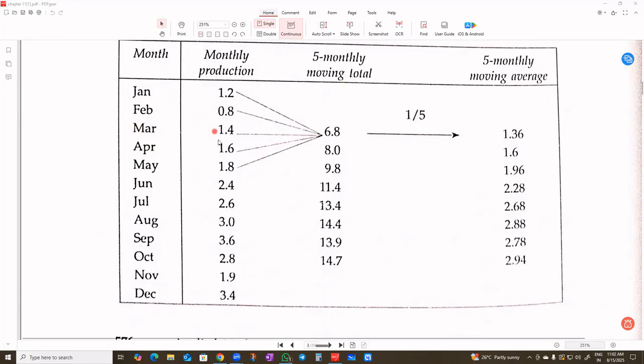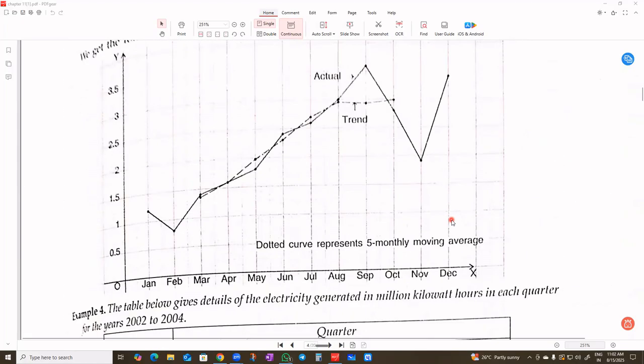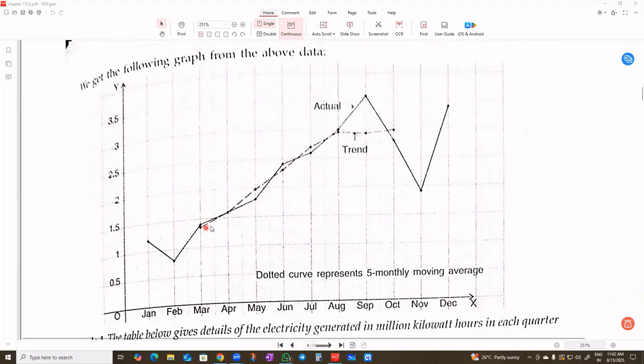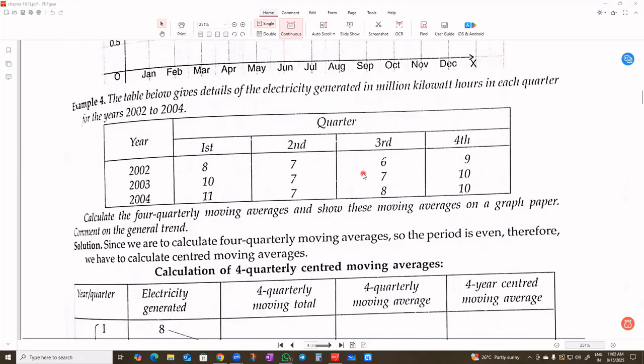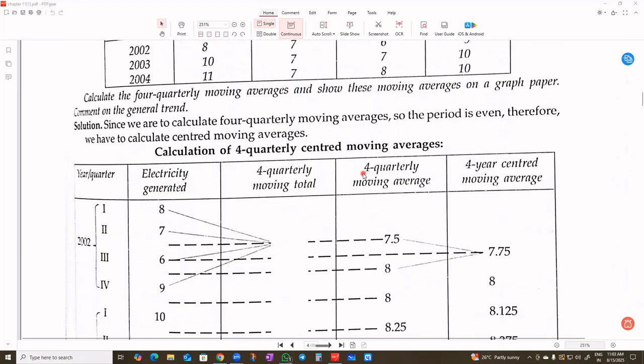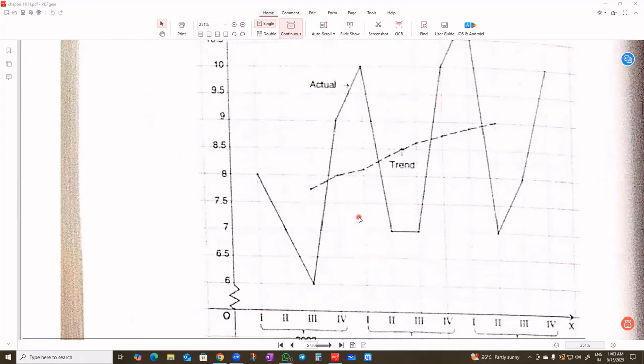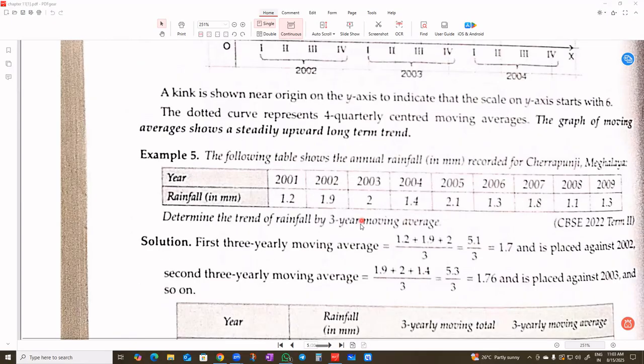This is 5 years, right? What is the center value for 5 years? The third value, right? The third value is March. So the March value will be located at 1.36. So look at March and locate 1.36 somewhere here. And similarly, draw all the values and connect these dots with dotted lines only, separating them from the bold line. Okay. And this dotted line indicates the trend line. This is called the trend line. Okay, understood? So these are the models of odd and even moving averages and respective graphs.